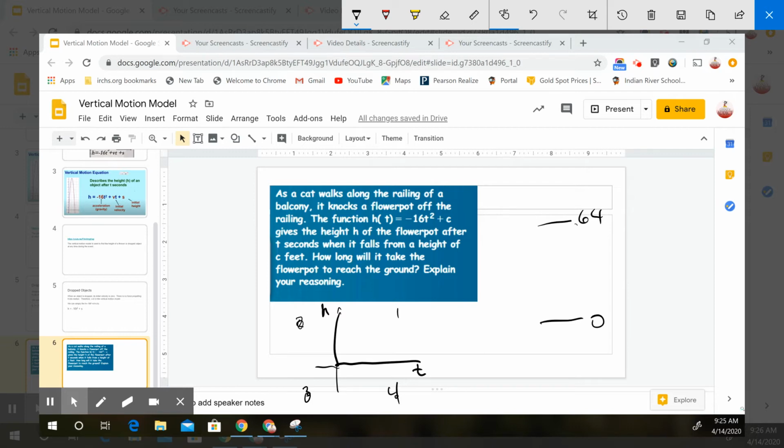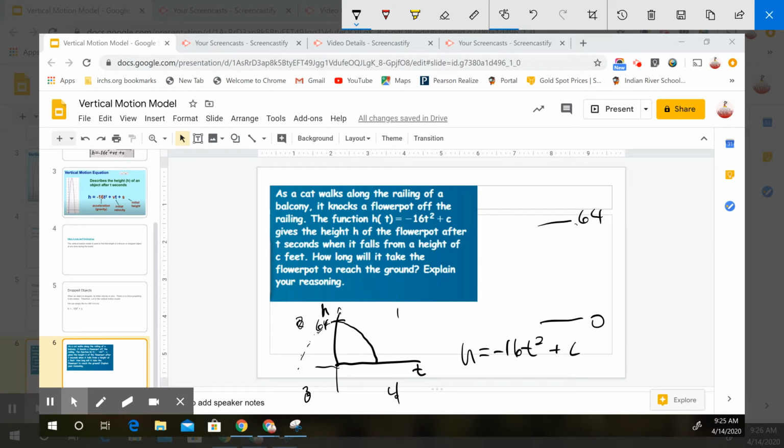So we're starting here at a height of 64, and as time occurs, this thing drops to the ground like that. And that's part of a parabola. If you were to put it on this side, you would see that that's a piece of a parabola. And that's why we use the equation h is equal to negative 16t squared plus c.